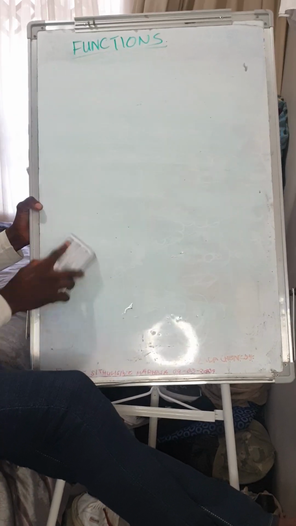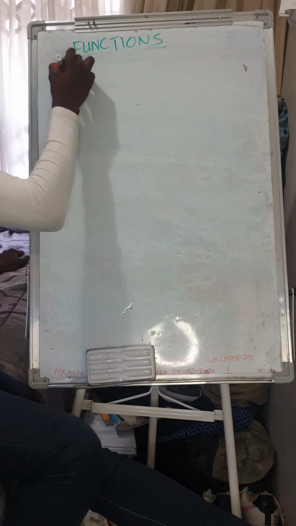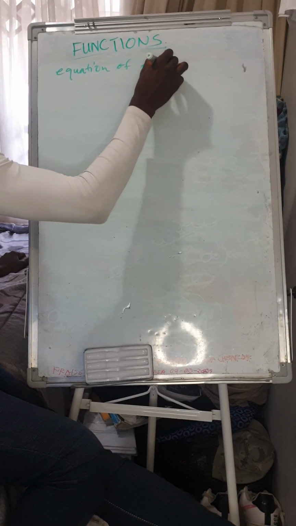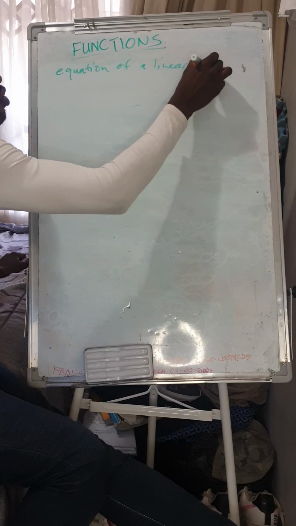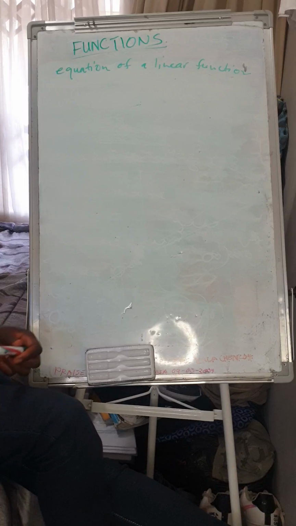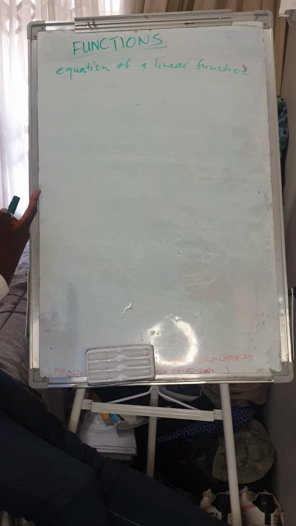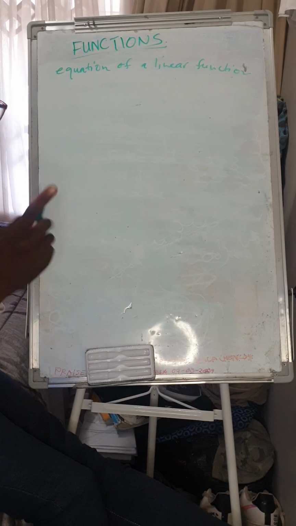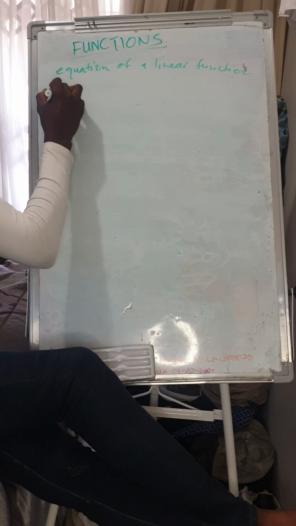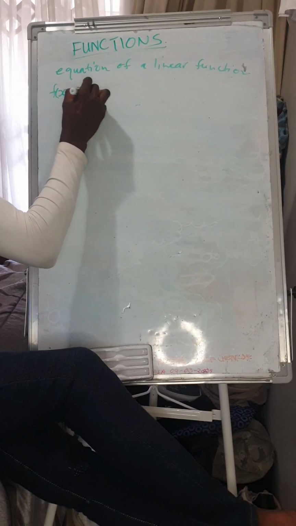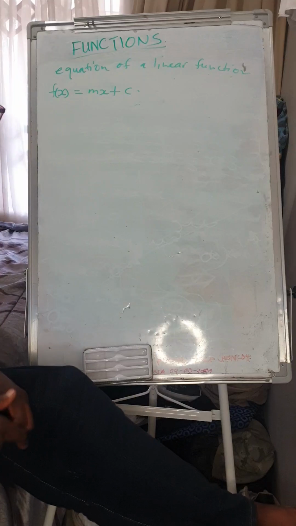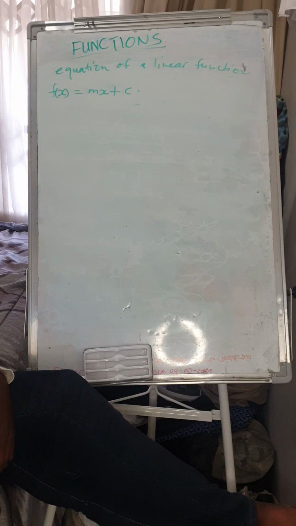What matters? Equation of a linear function. Equation of a linear function. How do we deal with that? We need to know. Let's see what we can do. We know that f of x equals mx. Let's see.